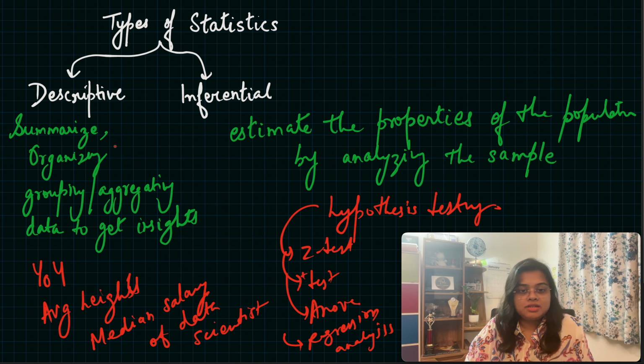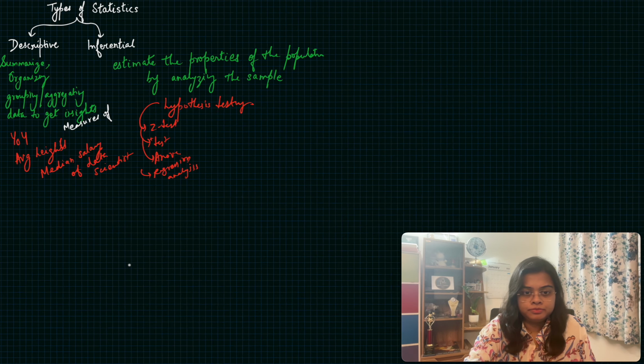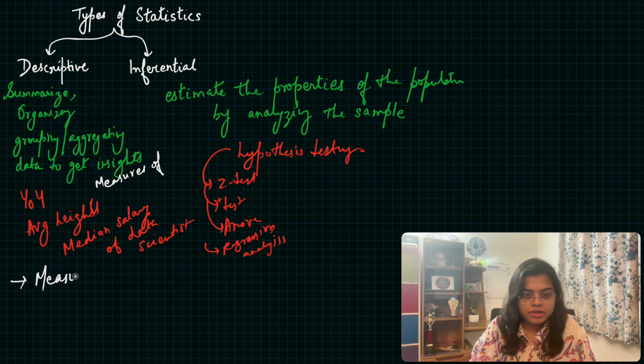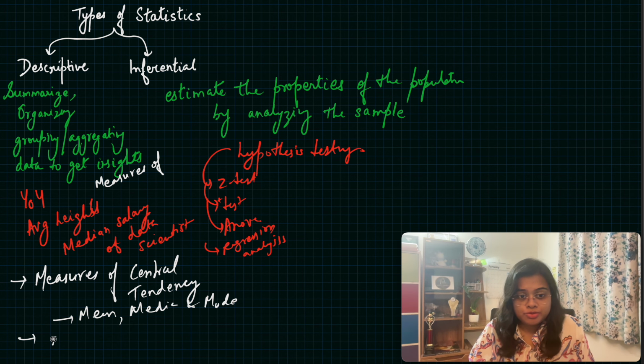Under descriptive statistics, you have topics like measures of central tendency, which is basically your mean, median, and mode. Then you have measures of dispersion, which is standard deviation and variance.